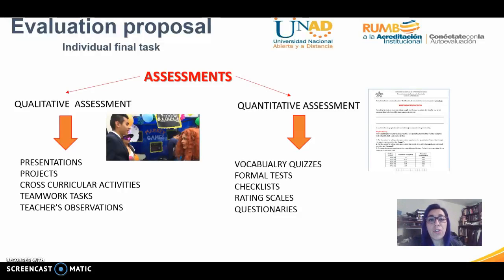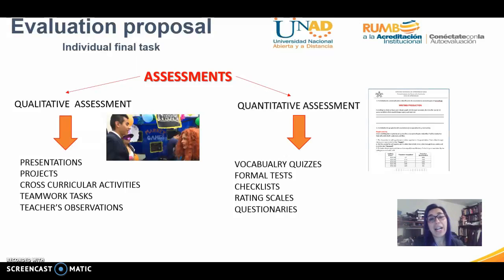Well, in this evaluation proposal, I have both methods of assessment. We have the qualitative assessment and we have the quantitative assessment. In the qualitative assessment, to check the vocabulary the learners are getting, we can evaluate these learners by means of presentations, oral presentations, right? Or we can make them work on projects, which is the one that I want to go a little more deeper into.